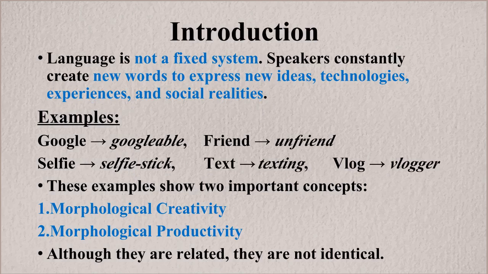Language is not a fixed system. Speakers constantly create new words to express new ideas, technologies, experiences, and social realities. For example, from Google the word Googleable is created, and from friend, unfriend. Likewise, from selfie a new word, selfie stick; from text, texting; and from vlog, vlogger. All of these examples show two important concepts. First is morphological creativity, and second is morphological productivity. Although they are related to some extent, they are not identical.